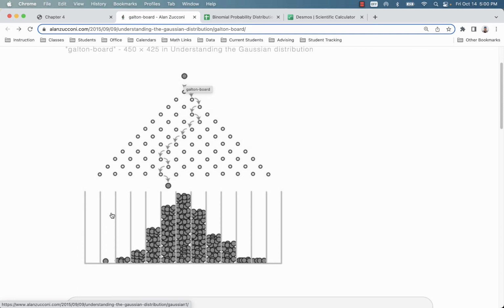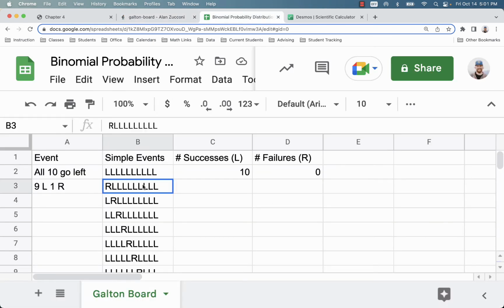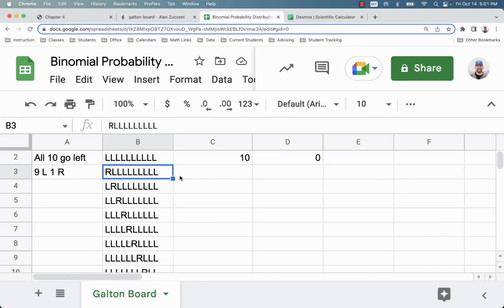We're going right once. So we're landing in the second from the left column because we're mostly going left and going right once. It's just that we're not sure where that right is going to happen. So it's giving us basically the same probability for each.